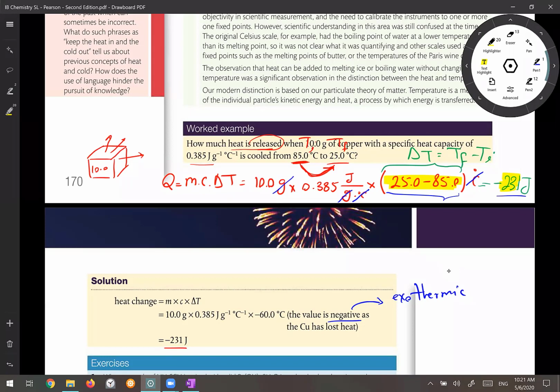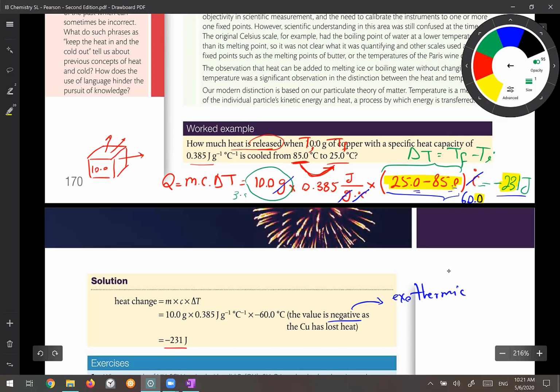Both 25 and 85 have one decimal place, 0.0. So if you subtract these two from each other, the answer would be 60.0, because the number of decimal places here must be the same as the smallest one. Now you are multiplying these numbers. 10.0 has three significant figures, 0.385 has three significant figures, and 60.0 also has three significant figures. That's why the answer is rounded to three significant figures.